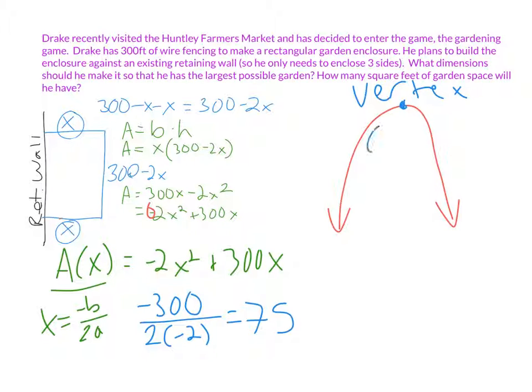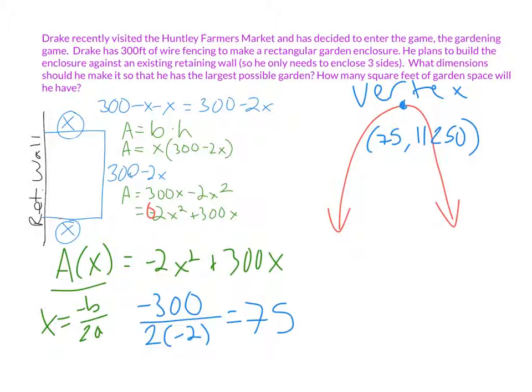So let's write that down up here. 75, comma, what's my y value? How do I find it? Well, I got to plug that into the formula. So negative 2 parentheses 75 squared plus 300 times 75. That gives me my y coordinate, which is 11,250. Perfect. Awesome. All right.